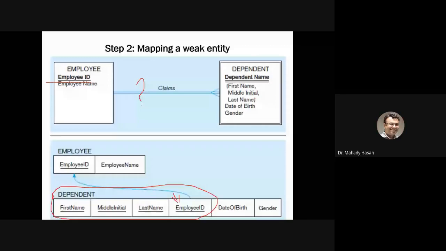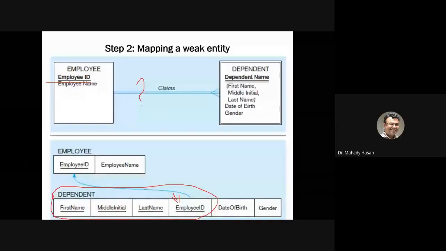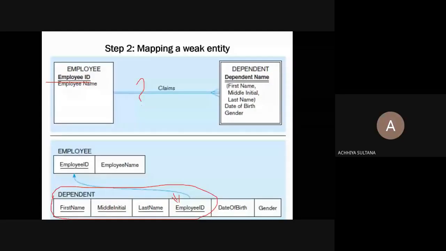You tell me why it is a double line. Weak entity. To represent a weak relationship. So the relationship between the weak entity and the strong entity is also known as a weak relationship. That's why this is a double line. Okay? Thank you, sir.